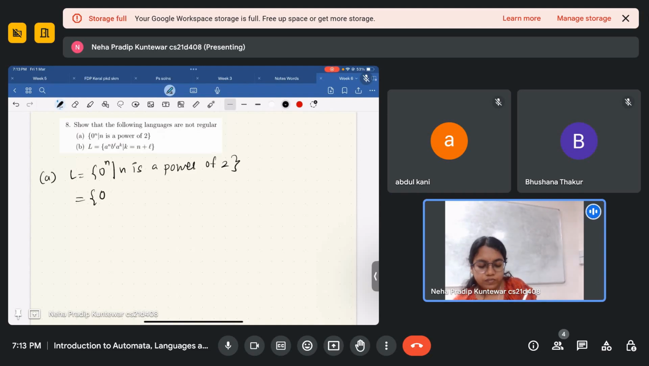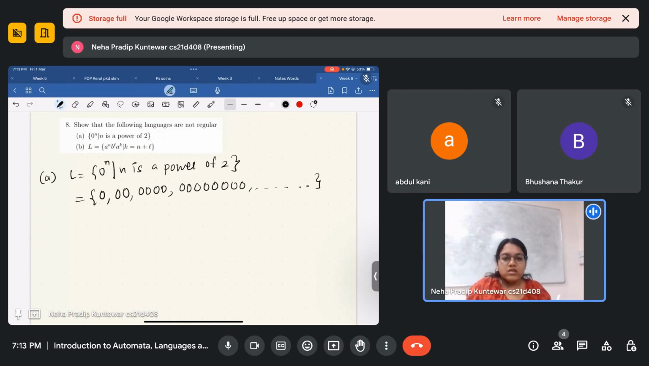This is 0. Then you can have 2 zeros. Then you can have 4 zeros. Then you can have 8 zeros, and so on. You can have 16, 32, and so on. So this is the language L. Let's see how to prove this is not regular using the pumping lemma.